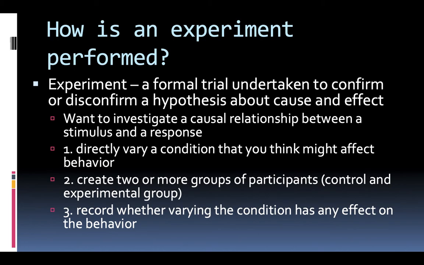The first is to directly vary a condition that you think may affect that behavior. We want to create 2 or more groups of participants, a control and an experimental group. We're going to talk a lot more about this. And then we're going to record whether the varying condition has any effect on behavior.